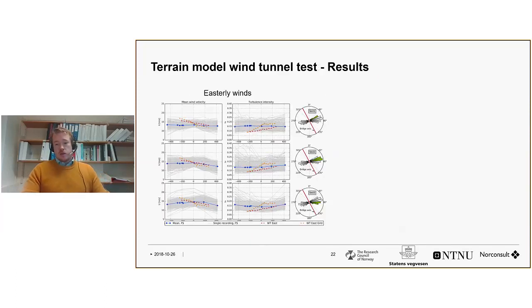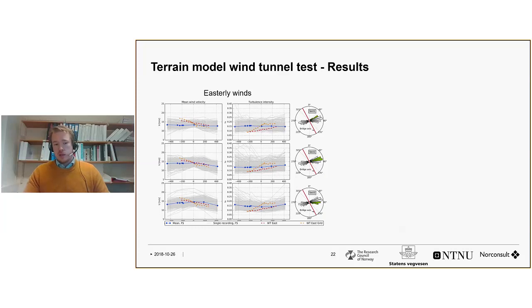So these are measured span-wise wind profiles, the mean wind velocity and along wind turbulence intensity. The gray lines are single measurements along the span, and the blue line is the mean of the full-scale measurements. The red and orange curves here are the measured profiles from the wind tunnel tests. These are for two different incoming flow situations. The red one is for a smooth incoming flow, and the orange one is for a turbulent incoming flow subject to the terrain model. Now, as we can see, the wind tunnel tests are showing a very clear non-uniform profile.